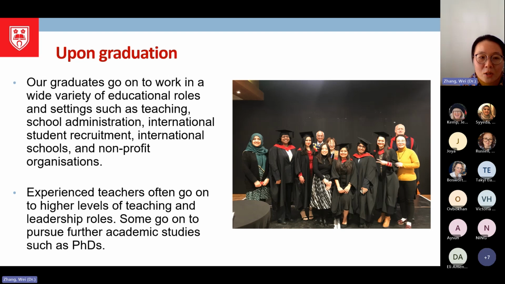Our graduates largely go on to work in a wide range of educational roles and settings, such as teaching, administration, international student recruitment, international schools, NGOs, and also there are a small number of our students who actually moved to pursue a higher degree at PhD level.